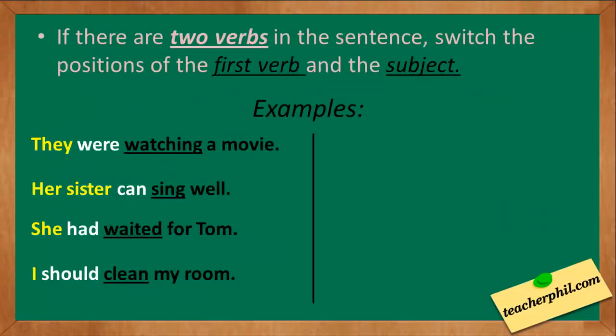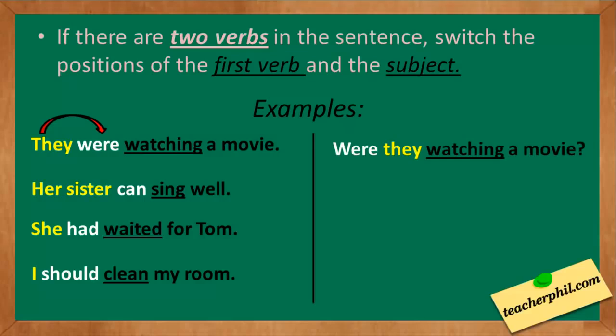The second rule, if there are 2 verbs in the sentence, switch the position of the first verb and the subject. Examples, they were watching a movie. In this sentence, they is the subject. Were is the first verb and watching is the second. Switch the subject they and the verb were, making it, were they watching a movie?